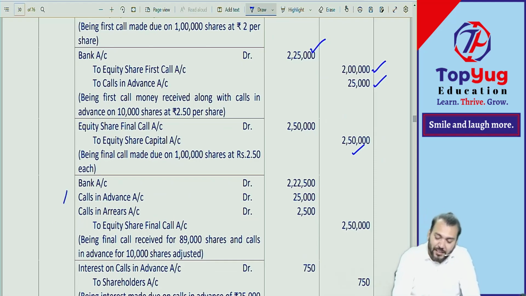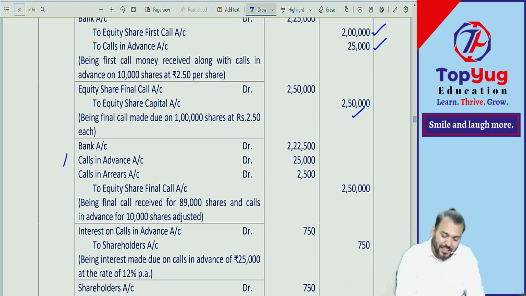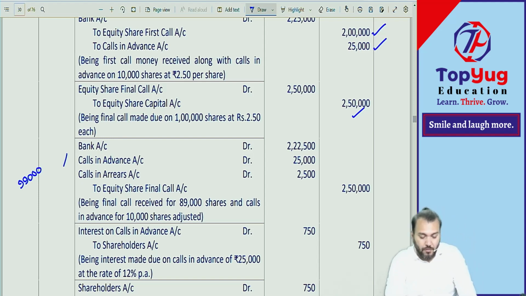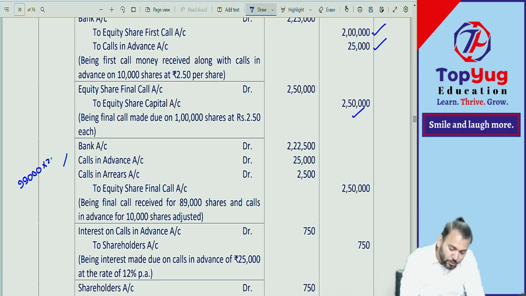Now this was a good entry. See how much amount has been received. In final call, we have received what? First, what about the shareholder who did not pay? 1,000. Means 1 lakh minus 1,000, so 99,000. For 99,000, how much have we received? 99,000 into 2.5, the final call is 2.5.